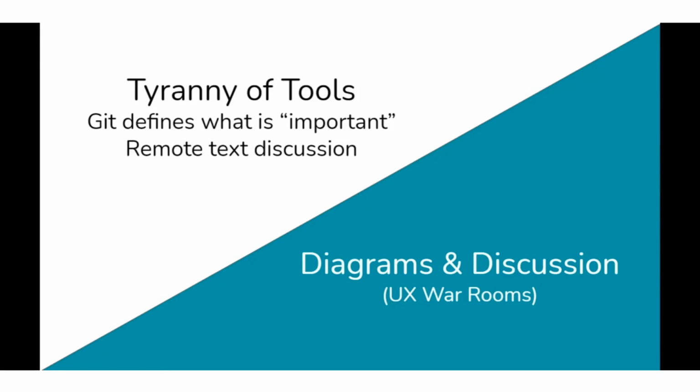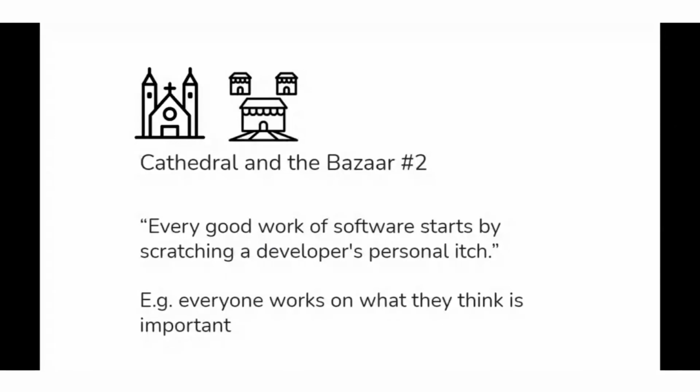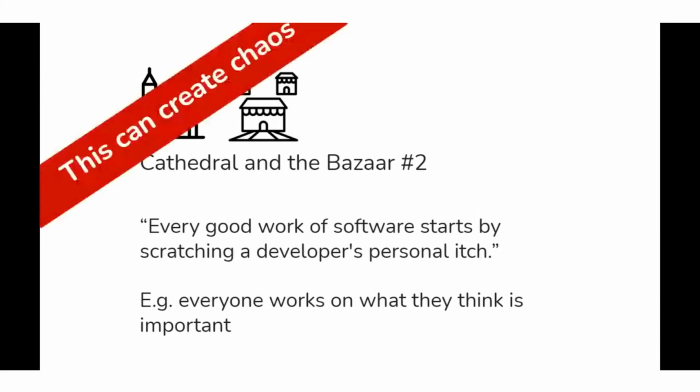My final point is culture. And this is another quote from Cathedral and the Bazaar, that every good work of software starts by scratching a developer's personal itch. And what this seems to devolve into is everyone works on what they think is important. And unfortunately, this can kind of just create chaos, because it's kind of like every person for themselves. And the whole goal here is to develop a team shared community. And I understand this is volunteer. You can't tell anybody what to do.